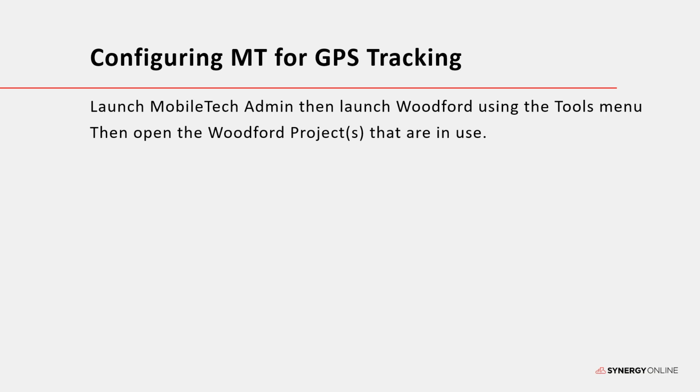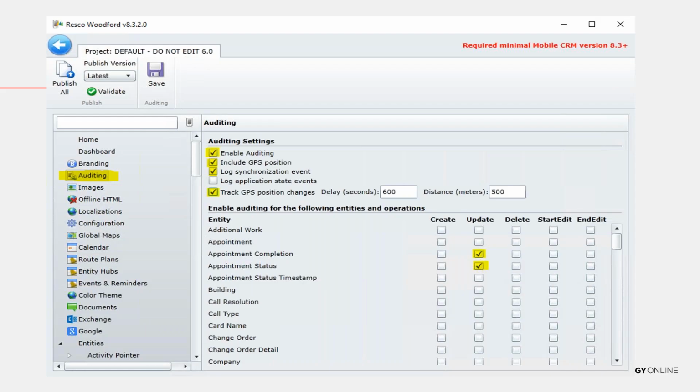So let's talk a little bit about configuring MobileTech for GPS tracking. This is a new feature in MobileTech 7. It is a Woodford option. So again, you would launch MobileTech admin from the tools menu bar. You're going to open up Woodford.